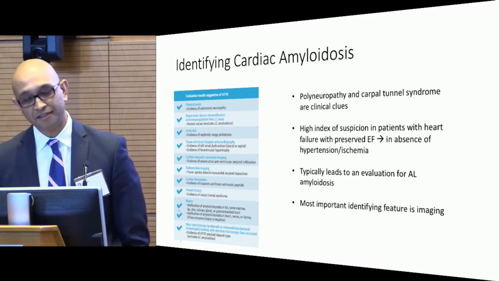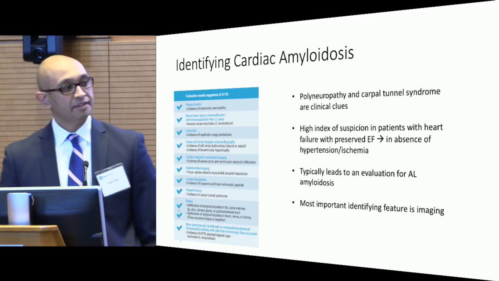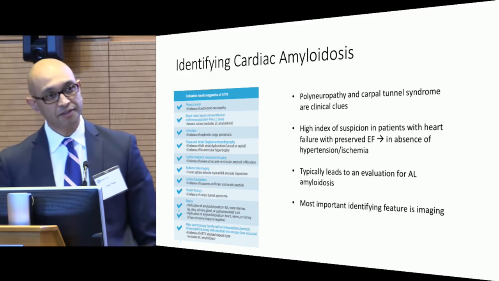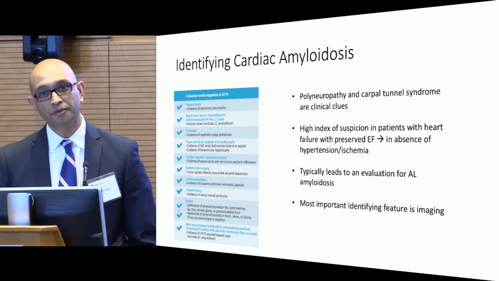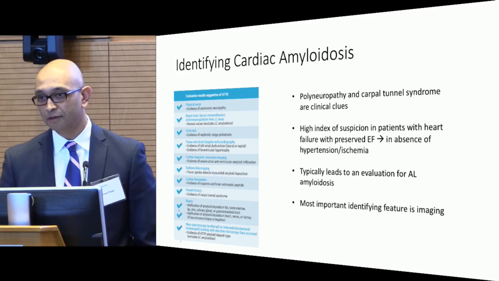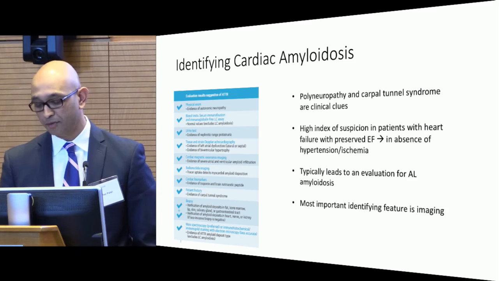I was surprised, I thought that was something that was only in the textbooks, but as I've seen more of these patients, there's a clear history that early carpal tunnel syndrome, often bilateral, is a clear marker for investigation of their cardiac status as it relates to amyloidosis.